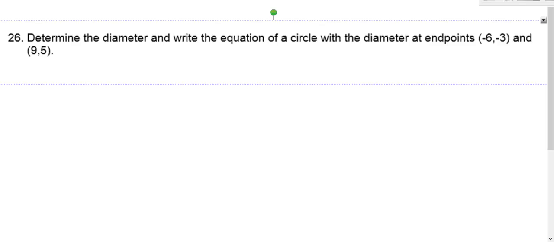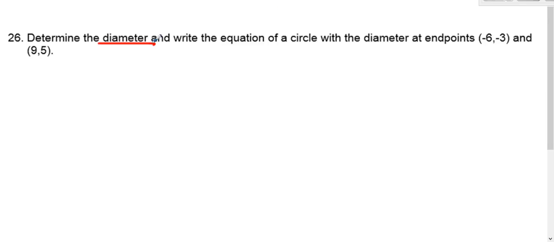Determine the diameter and write the equation of a circle with the diameter endpoints -6, -3, and 9, 5. So we're told the endpoints of the diameter. If you wanted to, you could graph these. You don't really need to. To determine the diameter, you just need to know what the length of the diameter is. So we're going to do the distance formula.